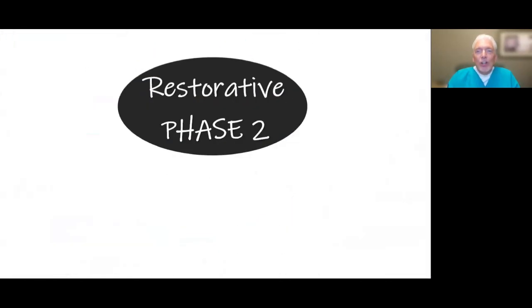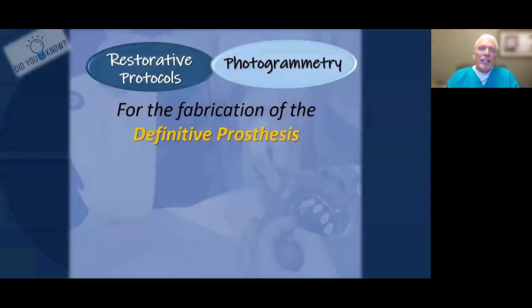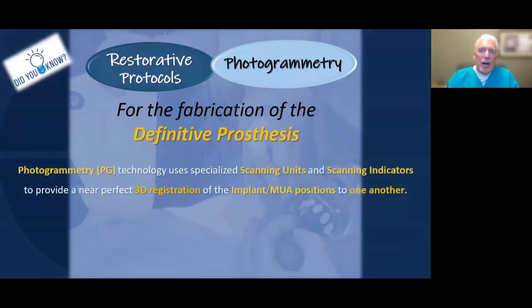All right, so pull the curtains back and let's get going on restorative, which we refer to as phase two, which is working towards the definitive prosthesis. And again, we're going to be focusing on the digital workflow for that. So I want to address something that I think there's still a lot of confusion about, which is photogrammetry. And where does photogrammetry play a role when we get into the definitive prosthesis? It's not mandatory to have this by any means. I mean, you don't need it even for phase one for the surgery. So you can do a full arch digital workflow without it.